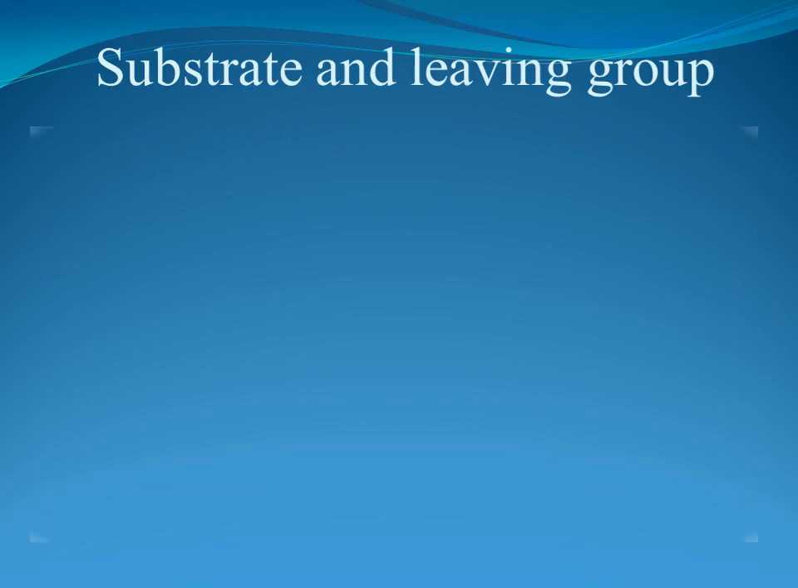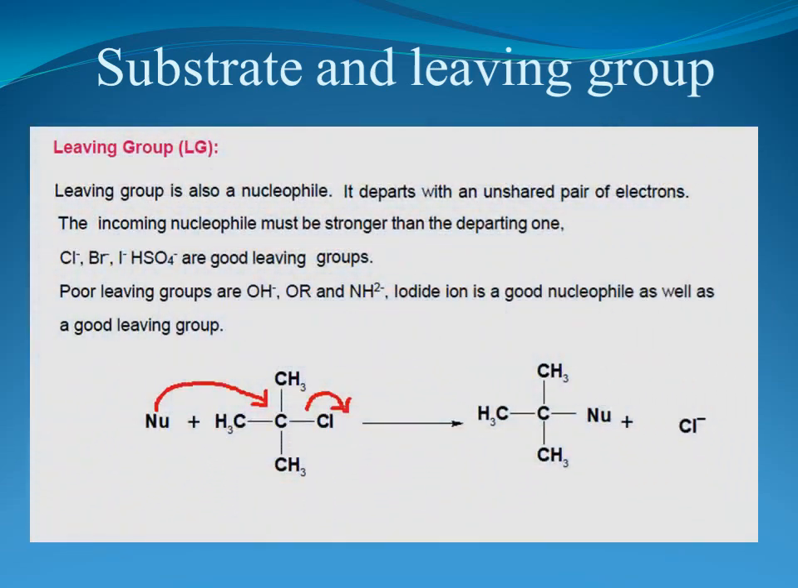Let us try to understand what is a leaving group. A leaving group is also a nucleophile. As I have already told you, one nucleophile is going to replace another nucleophile. So the incoming group is also a nucleophile and the leaving group is also a nucleophile. It departs with an unshared pair of electrons. As you can see, I have placed a full-headed arrow, meaning this pair of electrons will be taken up by chlorine and is going to depart as Cl negative.